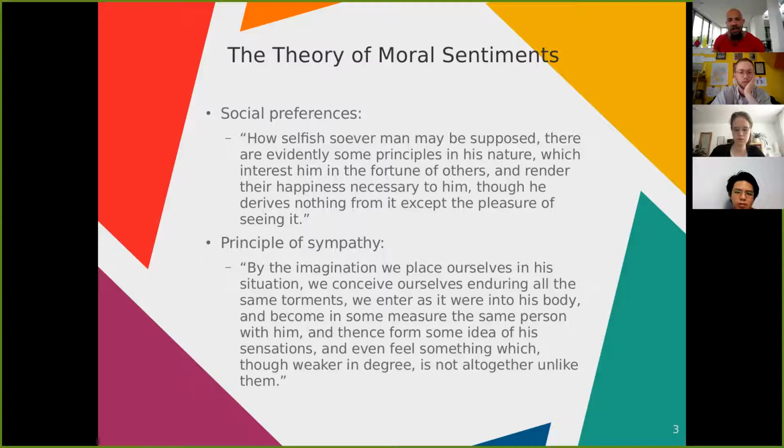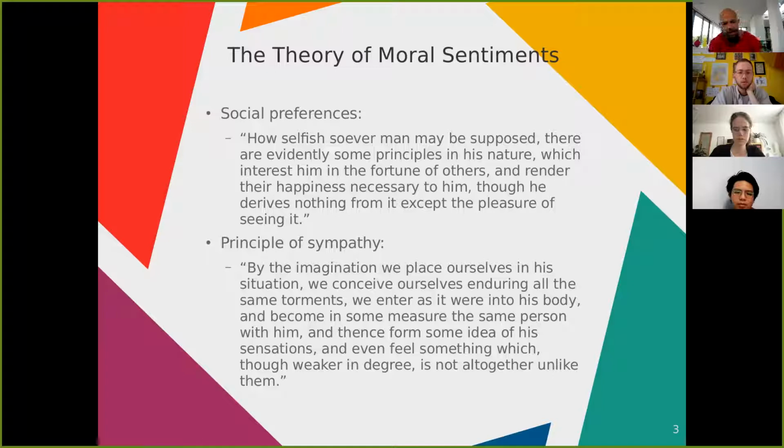Of course, he develops this idea throughout the book as the principle of sympathy. How is it that we consider the fortunes of other men, as he says here, or the fortunes of others?